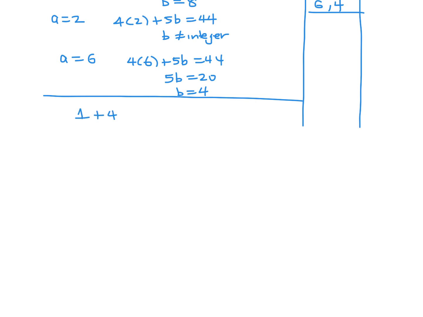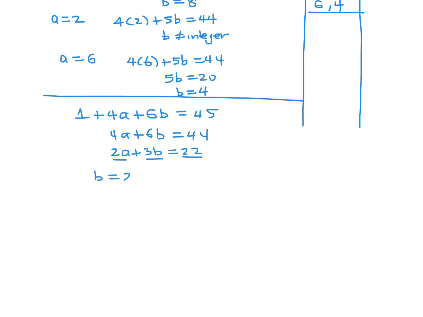1 plus 4a plus 6b this time is equal to 45. Same thing, 4a plus 6b is 44. And again, you go through your 1, 2, 3. But in this one, you can jump a little bit because this goes to 2a plus 3b is 22. And since this is even, this has to be even, but the 3 is not, therefore the b must be even. So you only need to worry about even values of b. It just saves a little bit of time, that's all.